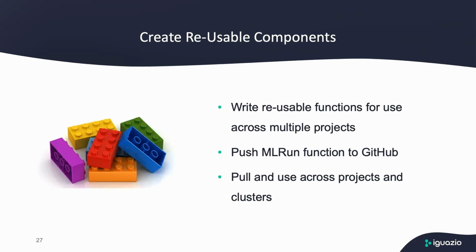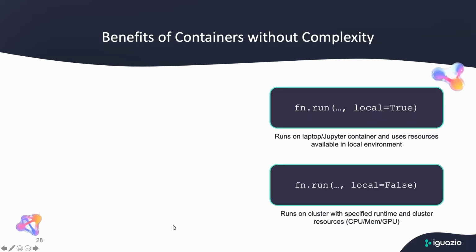So what this lets us do is create reusable components that we can use across multiple projects and even across clusters. The nice thing about it is it can be stored in GitHub. So we can create these abstractions, store them, push them to GitHub, and then use them across all of our different projects and our different clusters. So what this does is it gives us the benefit of containers without the complexity.